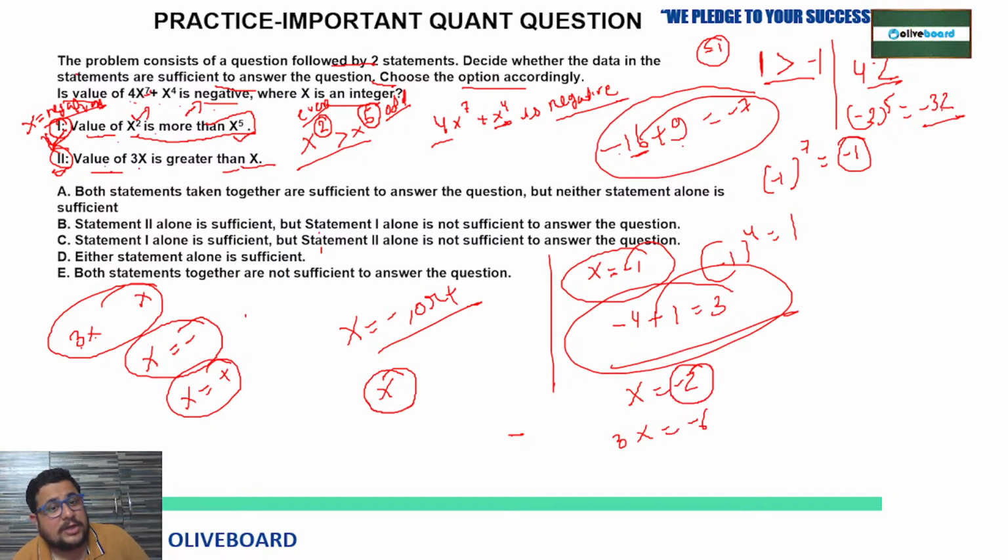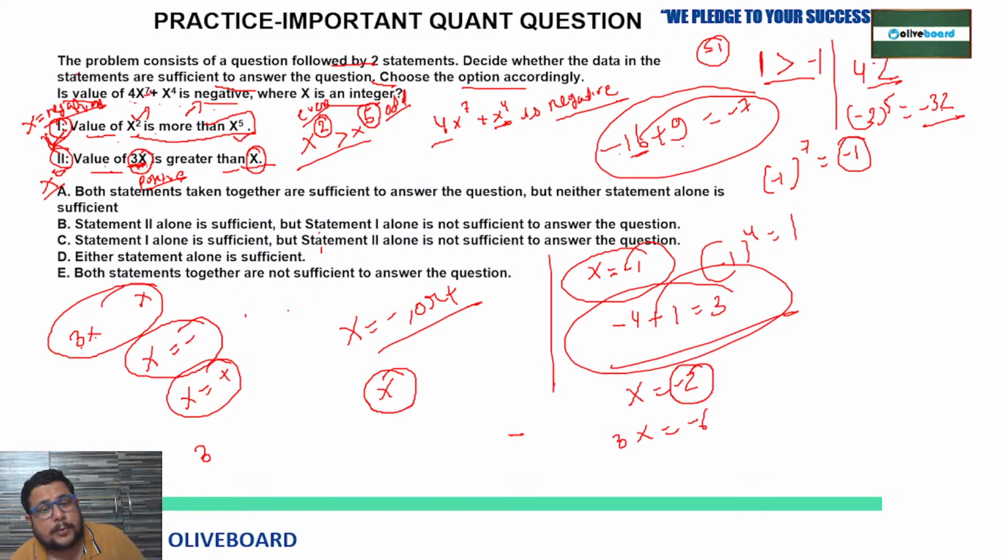So in this case, if x is a negative number, then 3x must be less than x. But here it is greater, which means x is a positive integer. Only in this case it is possible. If I am multiplying 3 with x, x can be 1, 2, 3, whatever it is. If it is greater than the single-time value, then it is a positive integer. So here also we get the answer that x is a positive integer.